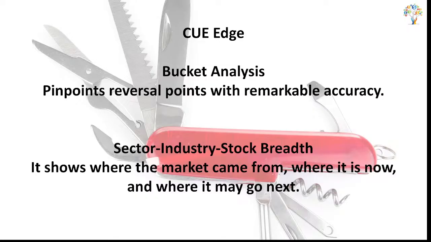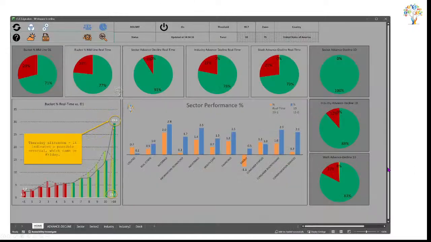QH also has sector industry stock breadth. It shows where the market came from, where it is now, and where it may go next. We'll see what that advanced decline breadth is telling. But before opening QH, I want to show you a snapshot of the bucket analysis in QH in real time on Thursday as of around 3 p.m. EST, that is afternoon session.